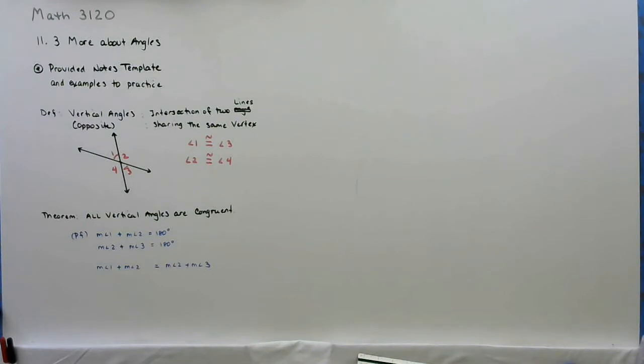Well, now a little bit of algebra says I'm going to subtract the measure of angle 2 from both sides. If I subtract the measure of angle 2 from both sides, I get the measure of angle 1 is the same as the measure of angle 3. So by definition of equal, angle 1 is therefore congruent to angle 3.